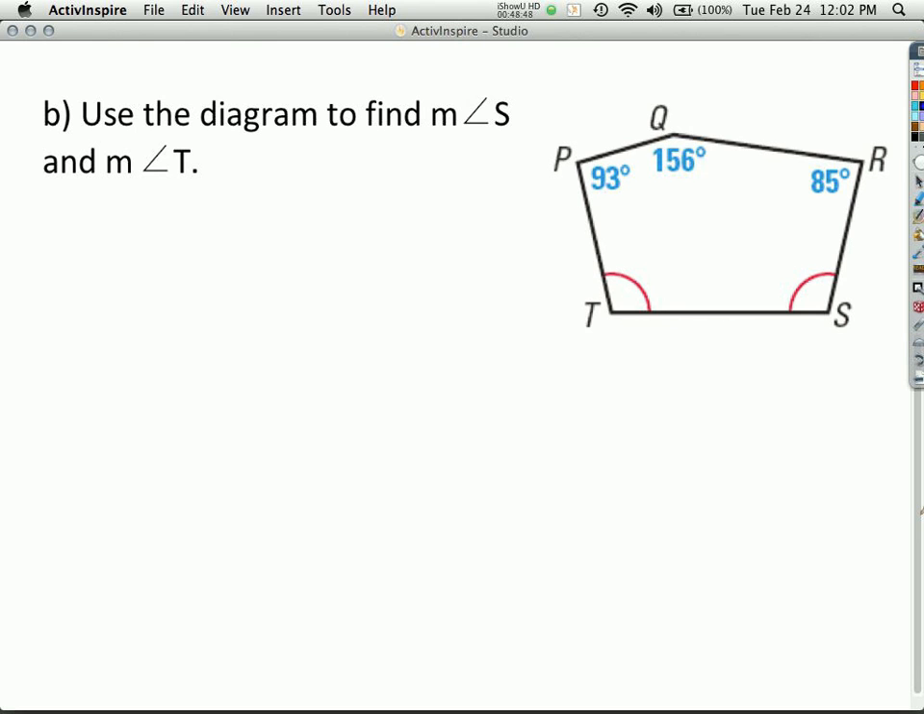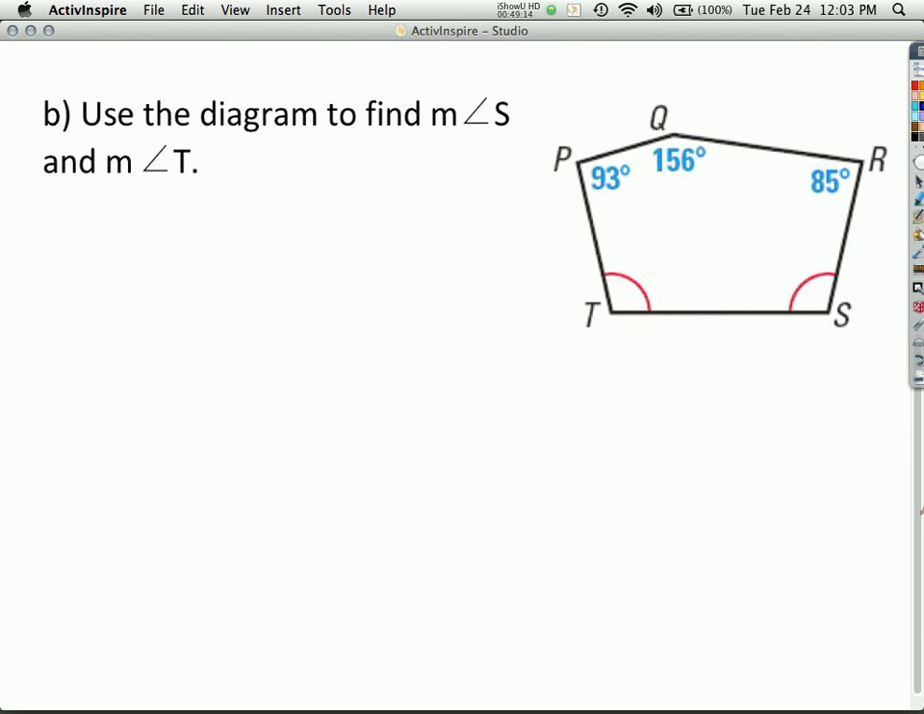So what do we know right off the bat, Michaela? That angle T and S are the same. How'd you know that? Because there's the arc one. Beautifully said. Arc marks tell you they're equal. That's important. Okay? What else do we know just looking? Brian? The sum of the interior angles will be 540 degrees. 540. How come?